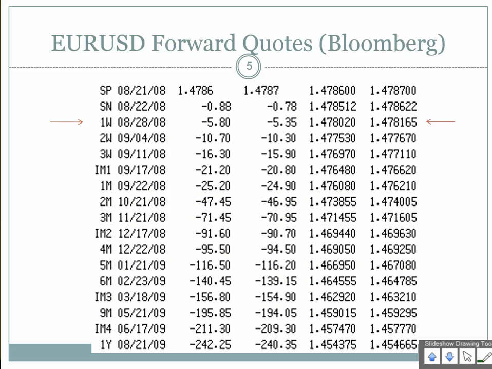Here's what some of these prices look like on a Bloomberg screen. So we can see here the spot price of the euro is 147.86, 147.87 at that time. And we can see the 1 week forwards. Now the forward prices are often communicated with pips. So in this case, the 1 week forward to purchase euros is negative 5.35 pips.